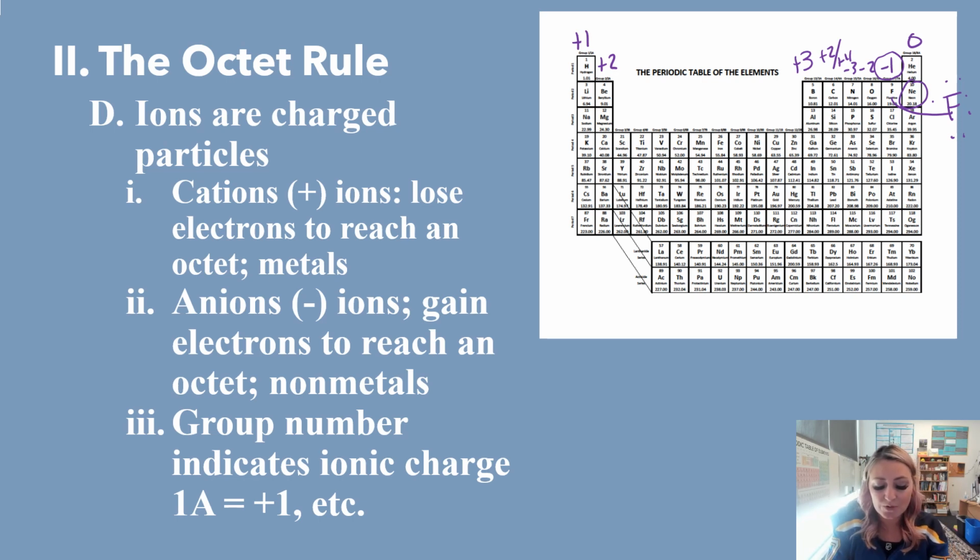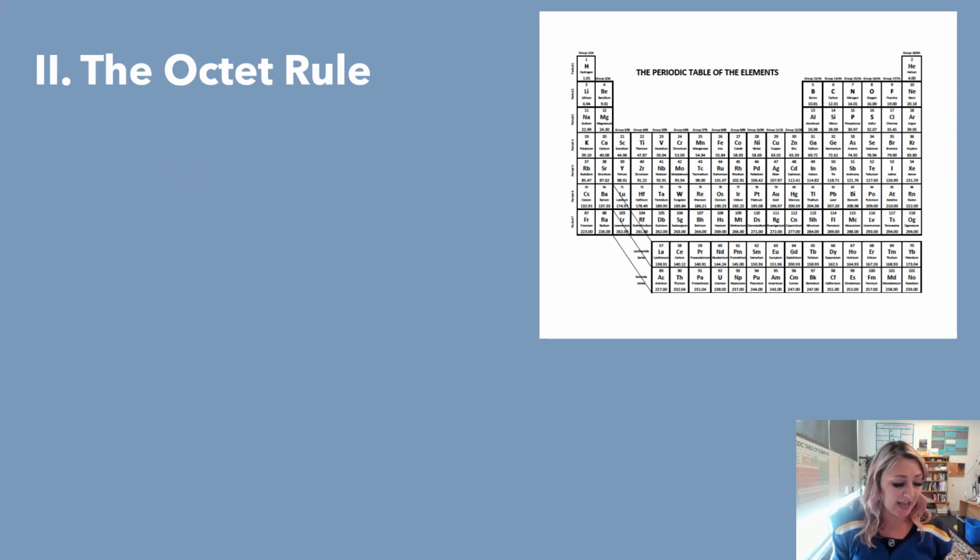The group number will indicate the ionic charge. So we went through and labeled these. I would recommend labeling this on your periodic table as well. So let's take a look at how we would form a cation or an anion by looking at what the electron configuration is and talking about where those electrons are positioned.